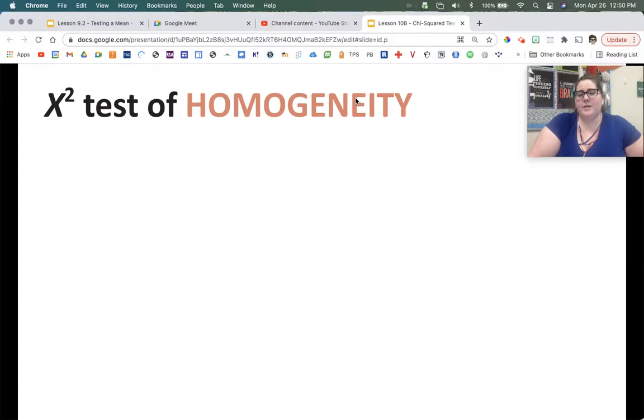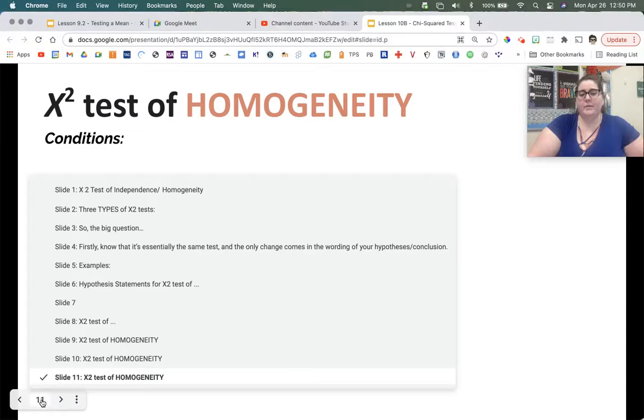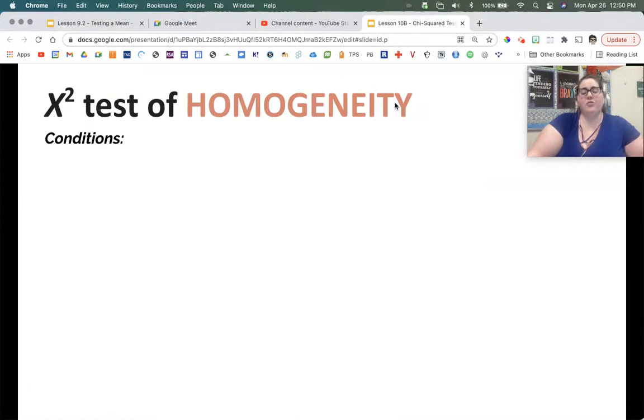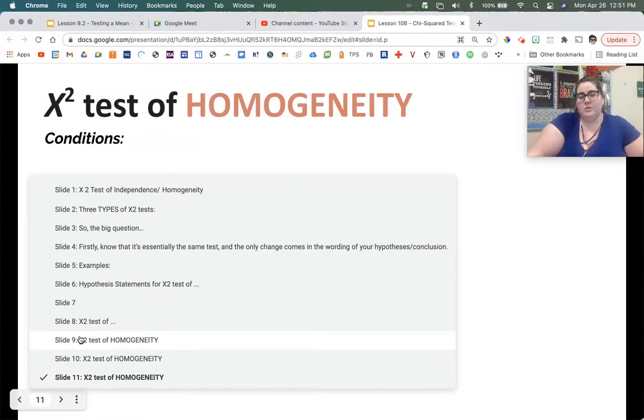I wrote chi-square test of homogeneity up here. Remember that this is what gets you out of having to write out the formula by hand, so it's always a good idea. We can talk about our conditions. Our first condition is, do we have random samples? Because we are technically dealing with multiple samples, that's part of what makes it a test of homogeneity. We also need to say that they are independent samples.